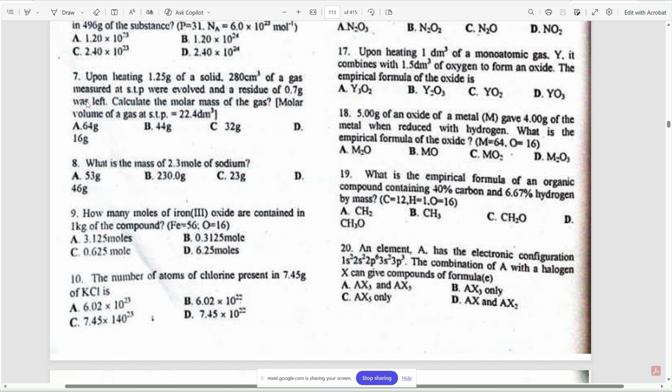So for this question now, it is said that a solid was heated, and when you heat the solid, it gives out a gas, and the gas has a volume measured at STP, and a residue of the solid was also measured, weighing about 0.7 grams. So you have to calculate the molar mass of the gas. Okay. So questions like this are just kind of logical. So let us explain it in detail.